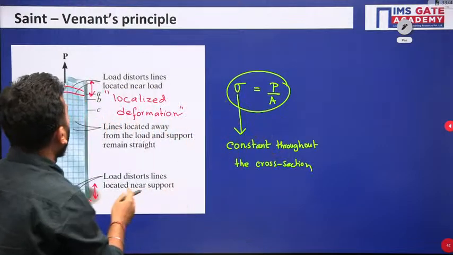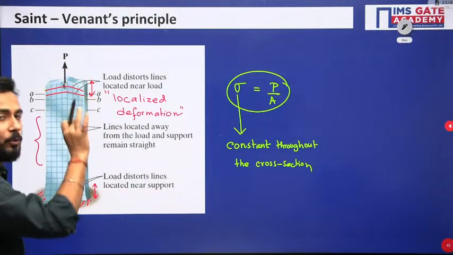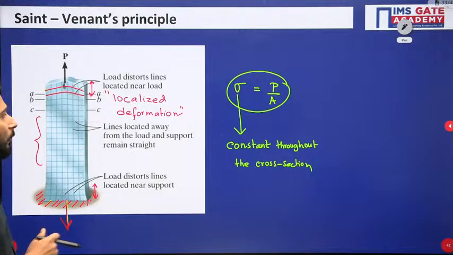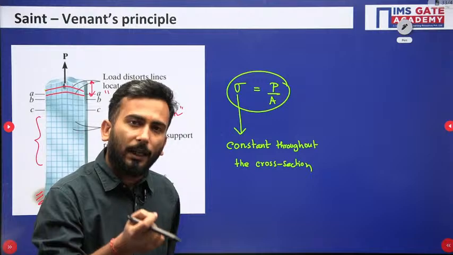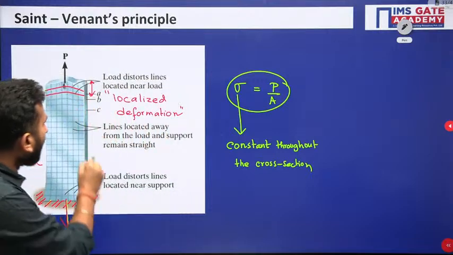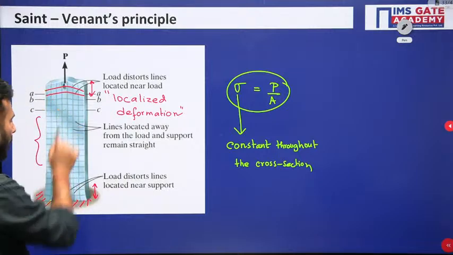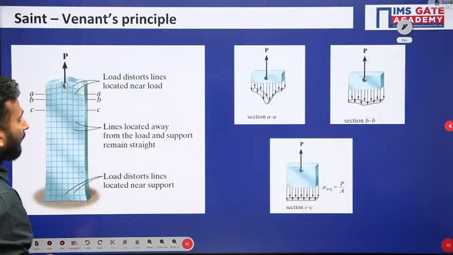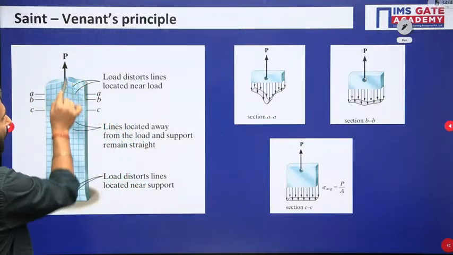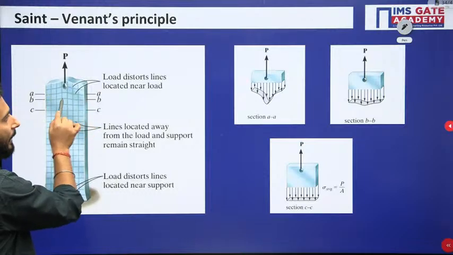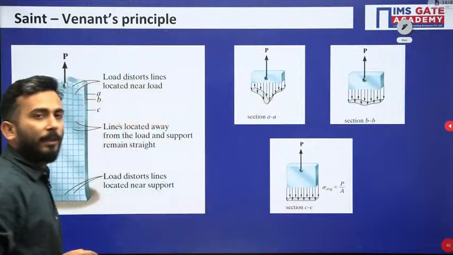So I cannot apply this formula in the regions nearer to the application of load. So this is Saint-Venant's principle, that we should ignore the localized deformations near the application of load. Why? Because if I show you a clearer image, you can see that nearer to the applied load P, there is this section AA. Near AA, the stress distribution is not so even.